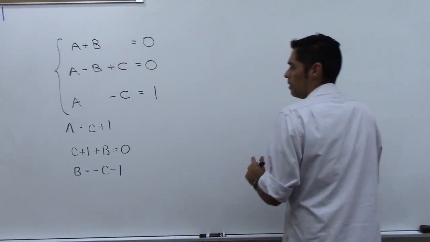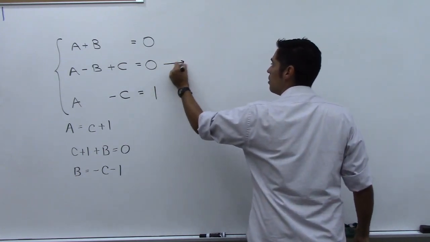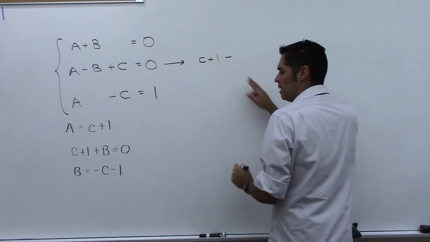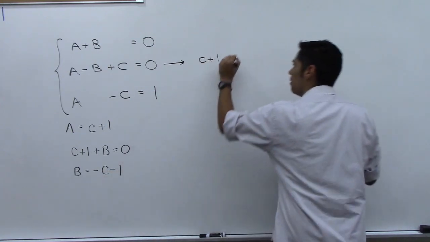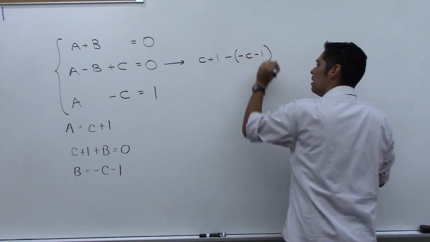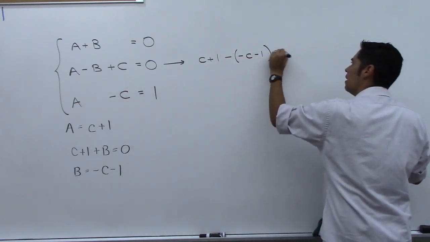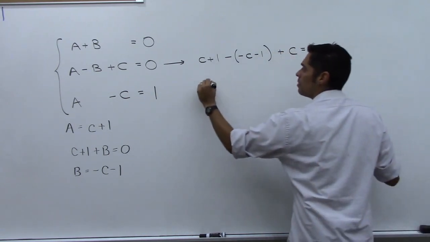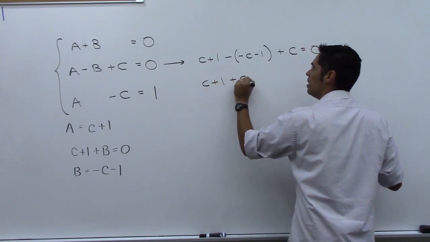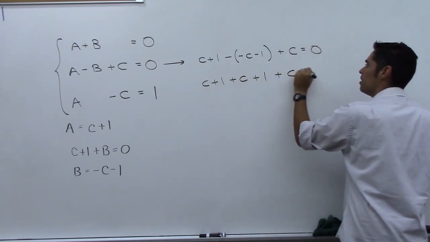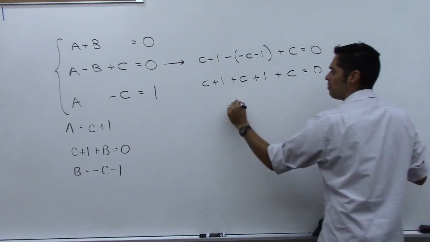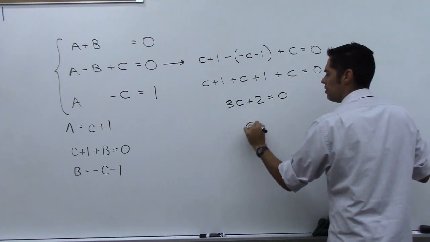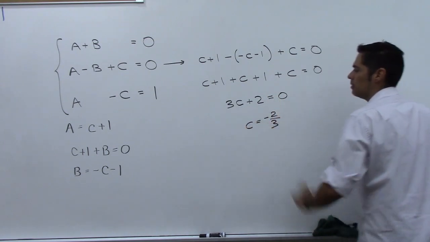All right, so rewriting this equation, a is c plus 1 minus, now b is this right here. So minus negative c minus 1, and then plus c must equal 0. So I have one equation with nothing but c's in it. So c plus 1 plus c plus 1 plus c must equal 0. That's 3c plus 2 must equal 0. So c must equal negative 2/3.